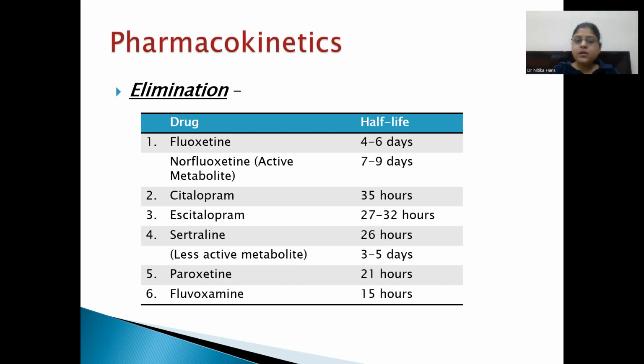The shortest acting is fluvoxamine. Citalopram is 35 hours, escitalopram 27 to 32 hours, sertraline 26 hours, paroxetine 21 hours, and fluvoxamine, which is the shortest acting SSRI, has a half-life of 15 hours.